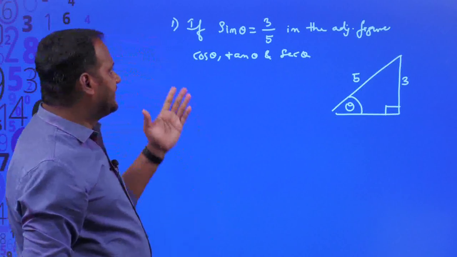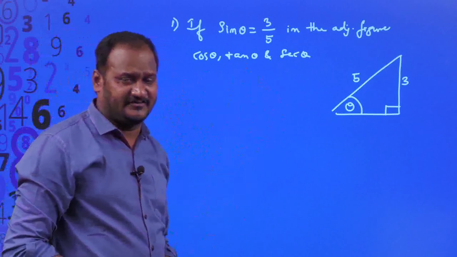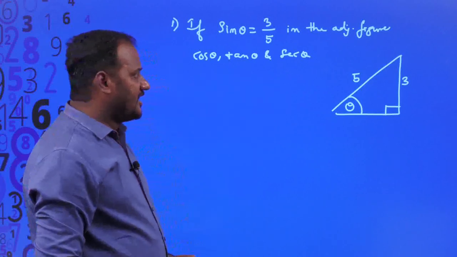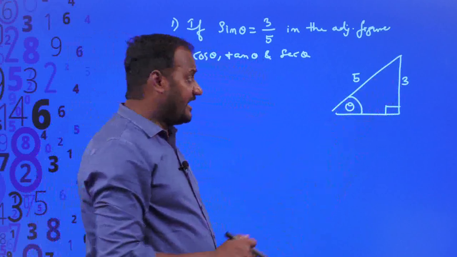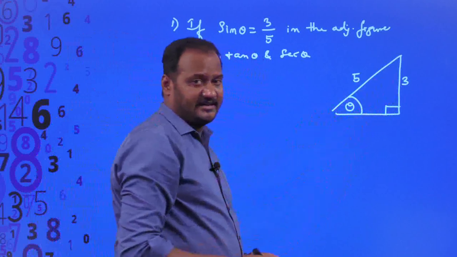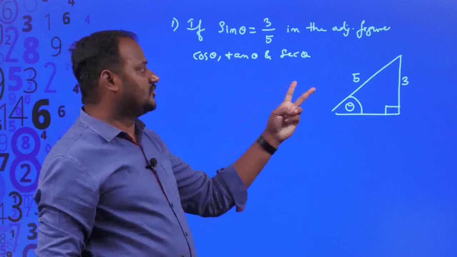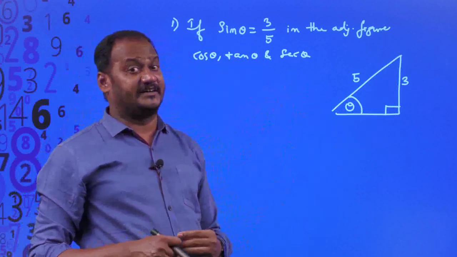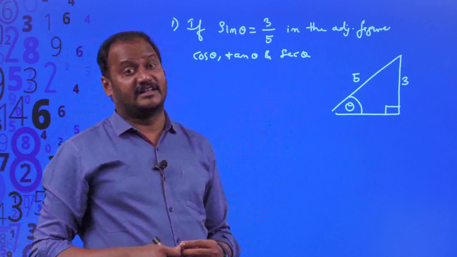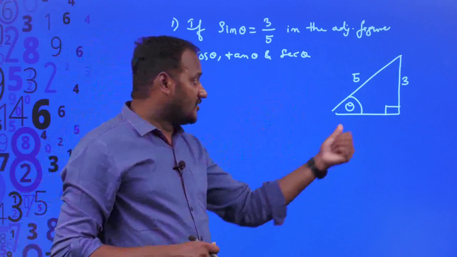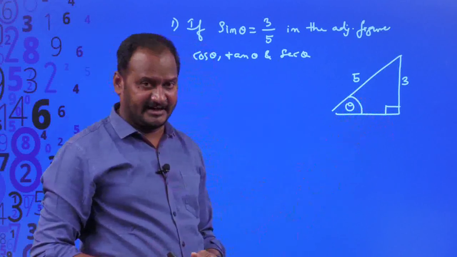In order to find secant theta, tan theta, cosecant theta, cot theta, whatever the other trigonometric ratios, I should know the side opposite to theta, the side adjacent to theta and the hypotenuse. Out of these 3 unknowns, 2 are already given. So, I need to find the third unknown. Otherwise, I cannot find the other trigonometric ratios which are connected with the adjacent side to theta. Did you get my point?